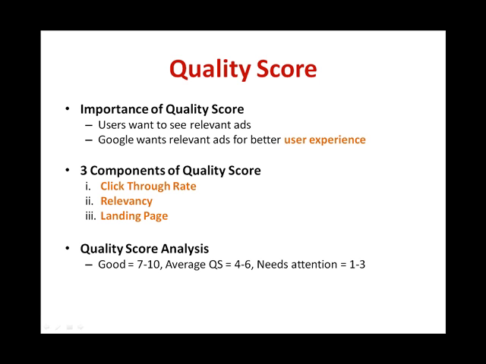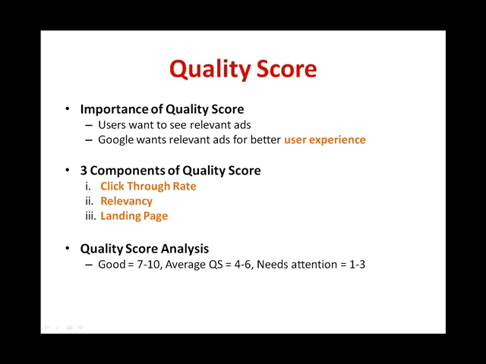There are three components to a quality score: click-through rate, relevancy, and landing page. Click-through rate is the biggest component of quality score. Click-through rate is determined by how many people click on your ad over how many times your ad is shown. This is feedback from the millions of users themselves that allows Google to determine which ad is the most relevant for ad serving.